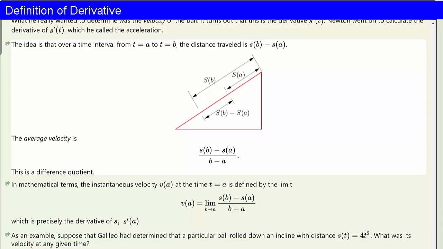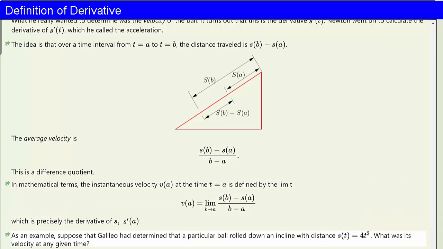However, if we compute the average velocity over shorter and shorter time intervals, then we should get closer and closer to the instantaneous velocity. In mathematical terms, the instantaneous velocity v at time t equal a is defined by the limit: v of a is the limit as b tends to a of s of b minus s of a over b minus a, the average velocity. But this is just the derivative of the distance function, s prime at a.